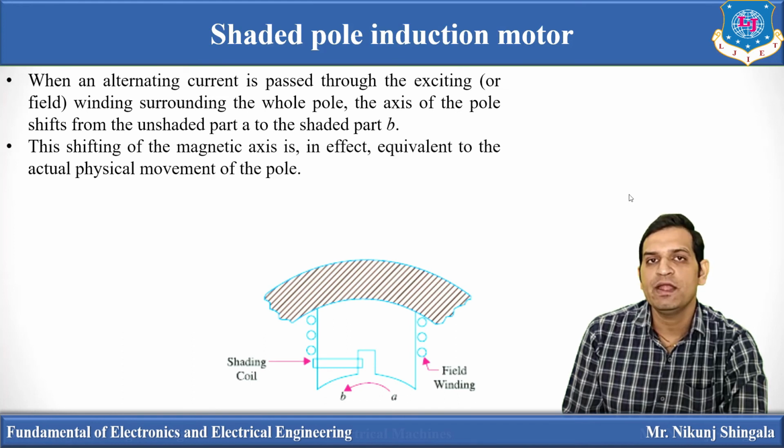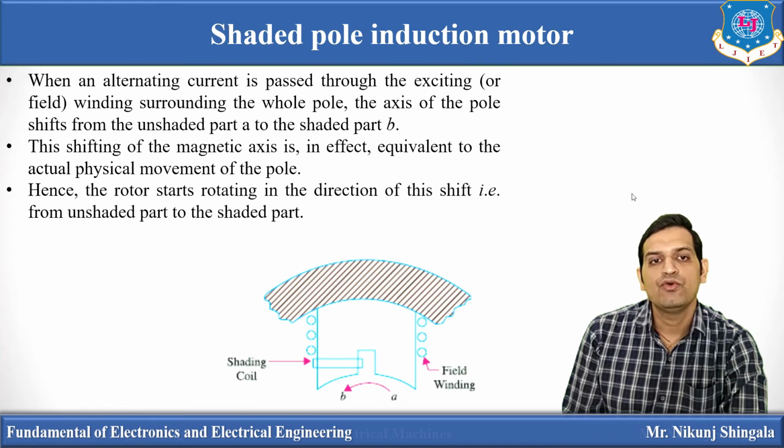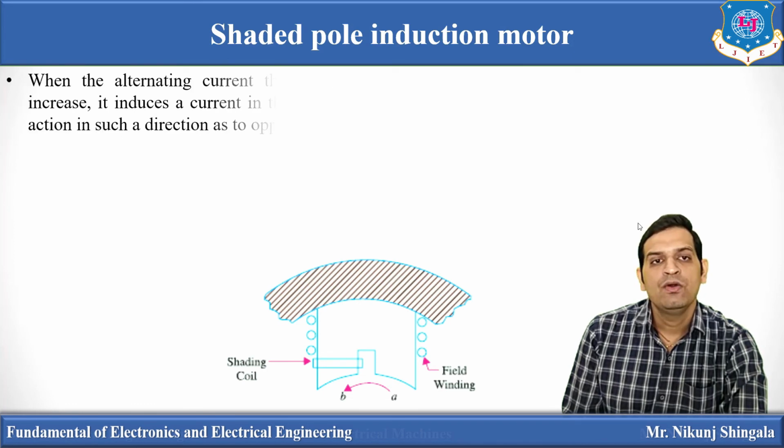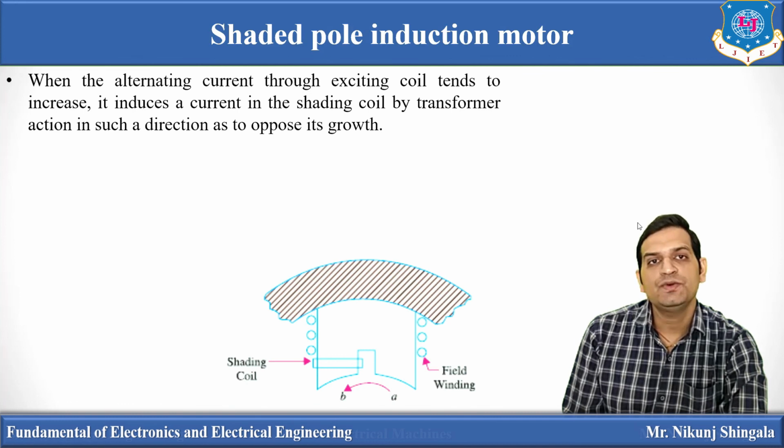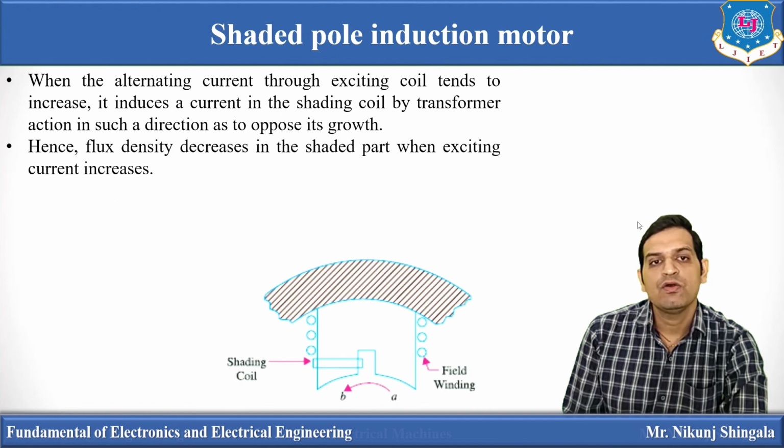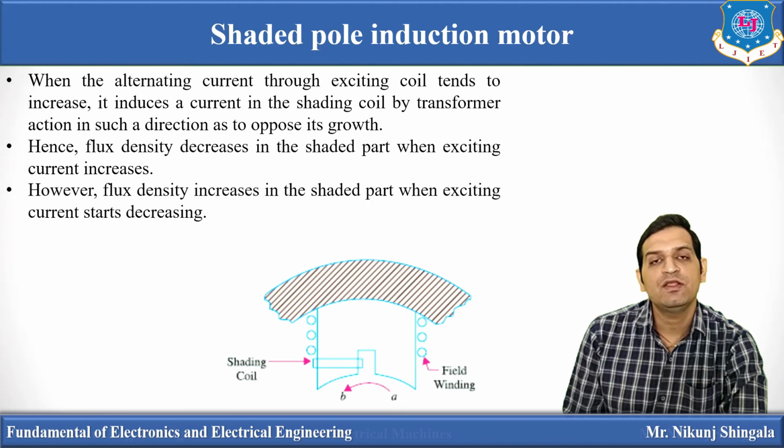This shifting of the magnetic axis is equivalent to the actual physical movement of the pole. So the rotor starts rotating in the direction of this shift, from the unshaded pole to the shaded pole, and the motor becomes self-starting. Now when the alternating current tends to increase, it induces current in the shading coil by transformer action in such a direction as to oppose the increase. So flux density decreases in the shaded pole when current increases, and flux density in the shaded pole increases when current decreases, according to Lenz's law.